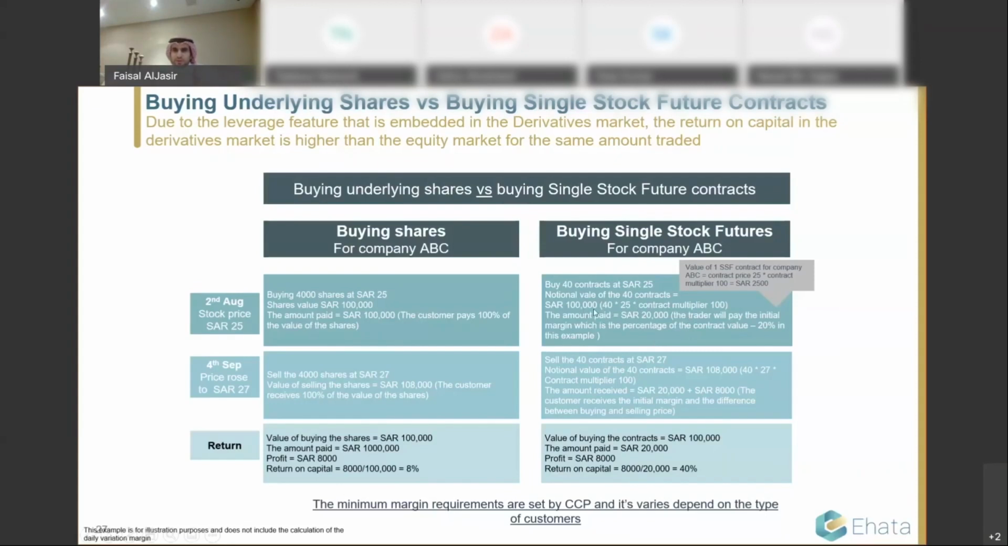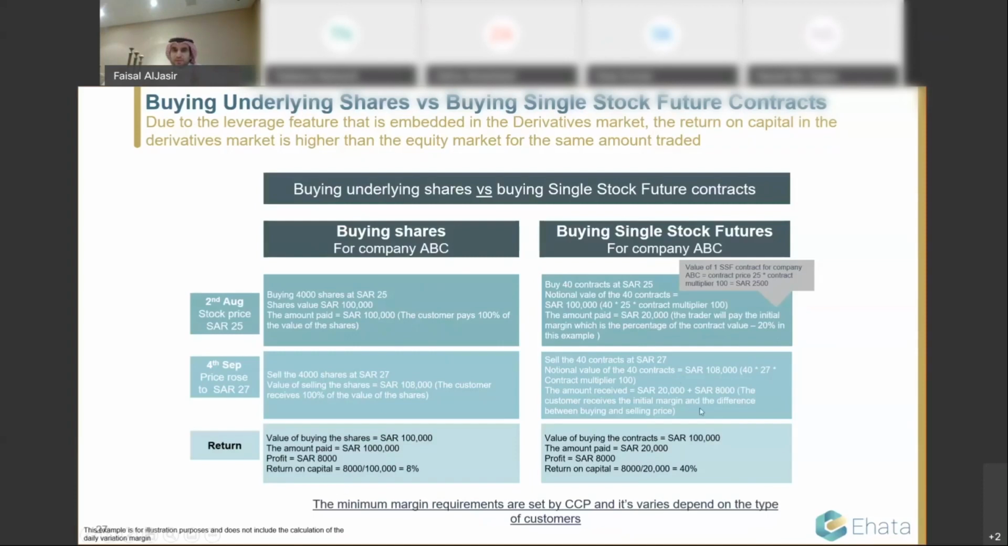But the beauty of this is that you just need to put in around 20,000. In this case, the initial margin is not 10%, let's assume it's 20%. You just put 20,000 into that investment. So instead of putting 100,000 as in the first case, you just put 20,000.